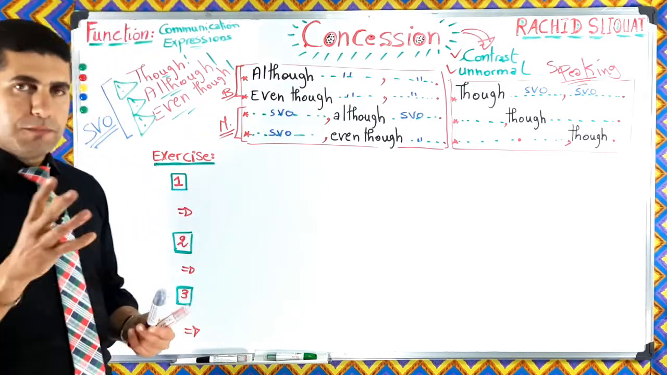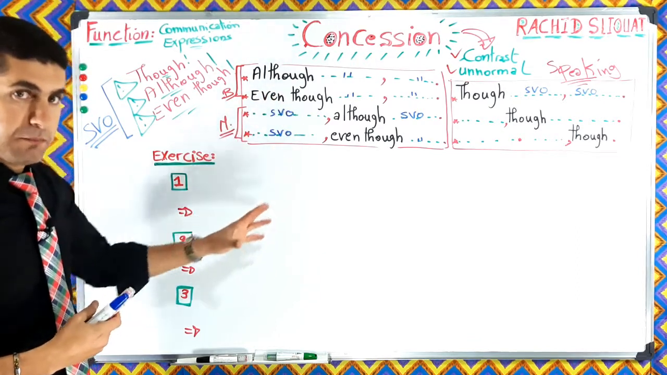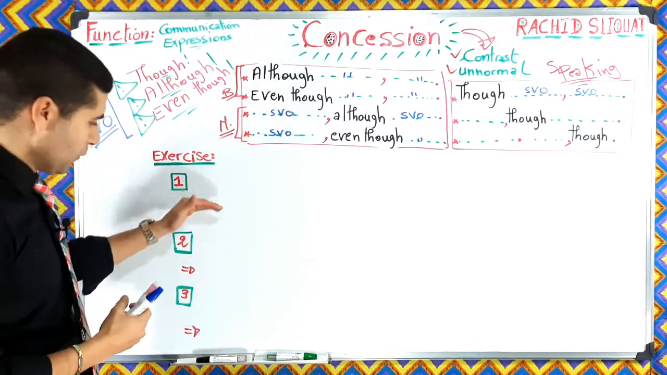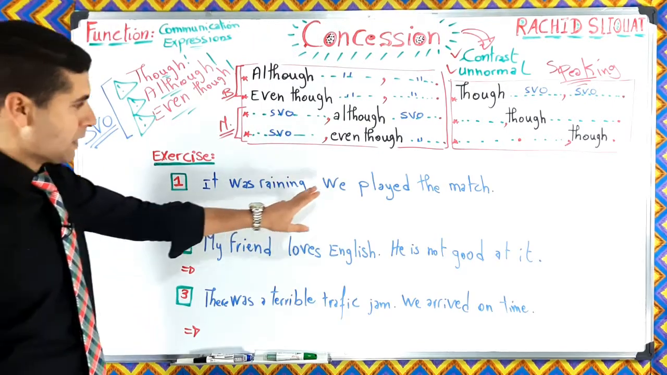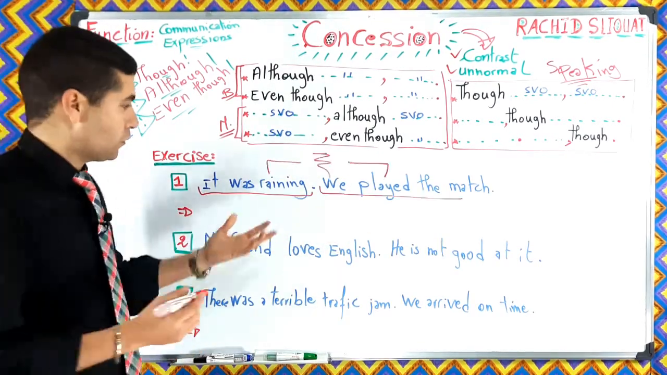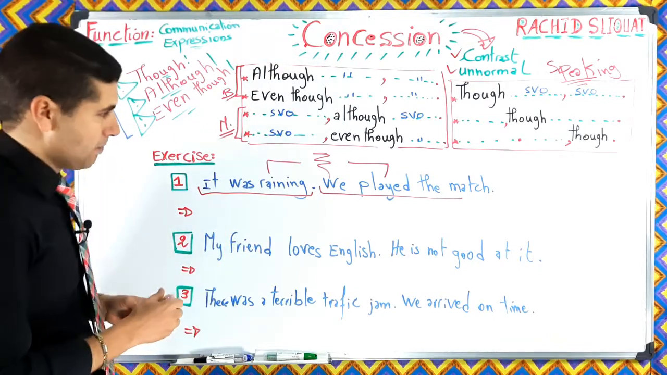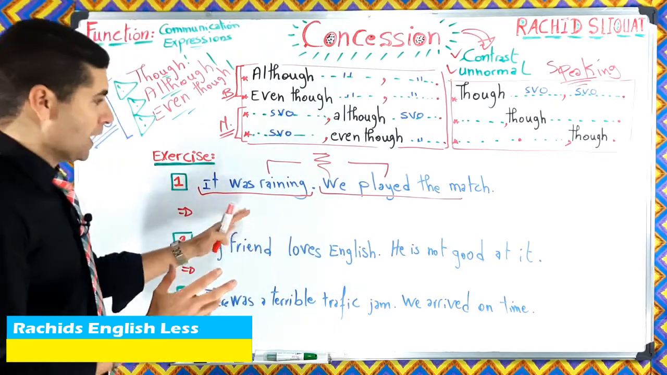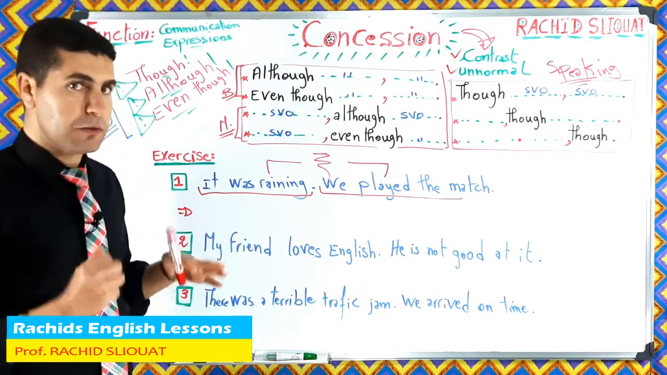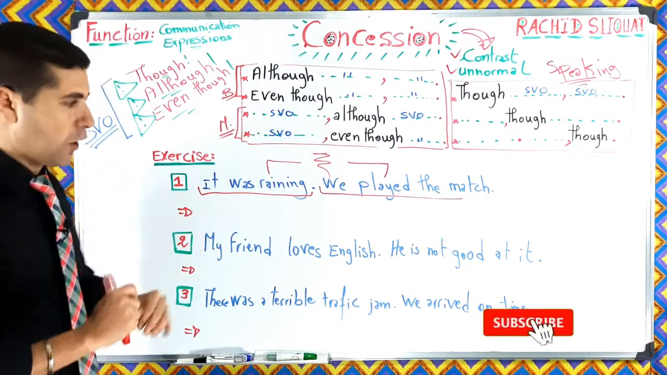Now let's try to apply these patterns to some situations, number one, number two, and number three. Here we have: it was raining, we played the match. Normally when it's raining, we can't play the match. We play the match when the weather is good, not when it is raining. So here there is contrast.